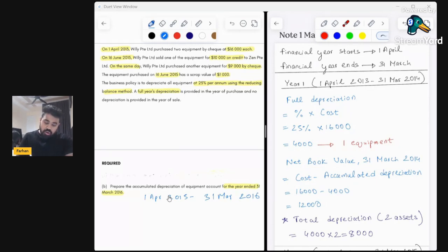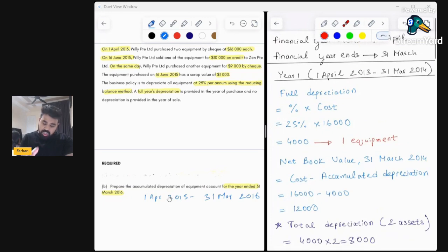So year one for these assets, which we have bought initially, would be from 1 April 2013 all the way until 31 March 2014. So these are the 12 months that we are concerned about. In the first year, based on the business policy, we are to apply a full depreciation. And the full depreciation can be derived by multiplying the given percentage with the original cost. The given percentage is 25%, and the original cost for one of these assets is $16,000. We are calculating the depreciation for one asset to simplify our calculations, and we will simply double this amount at the end. So not to worry about it at the moment.